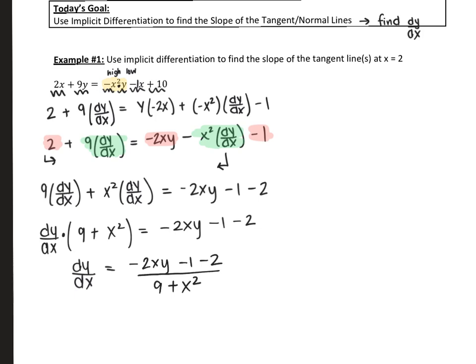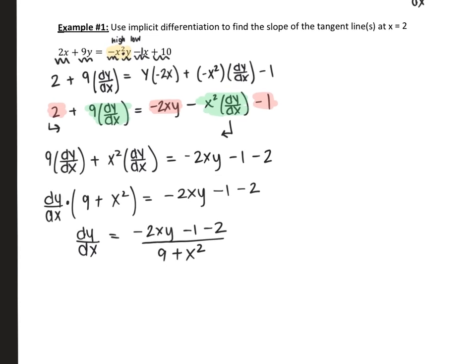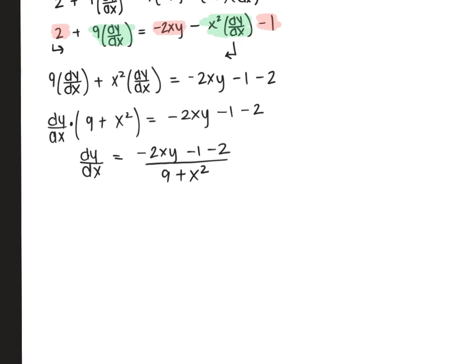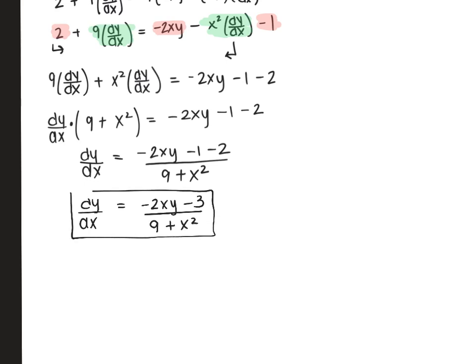And you actually can also combine like terms. I didn't see this earlier, but this negative 1 minus 2, we could have done that and we could have actually made it 3. So whether you do that ahead of time or not, that's your choice. So I'm going to do that now. So I have dy dx equals negative 2xy minus 3 over 9 plus x squared. So this is my dy dx.